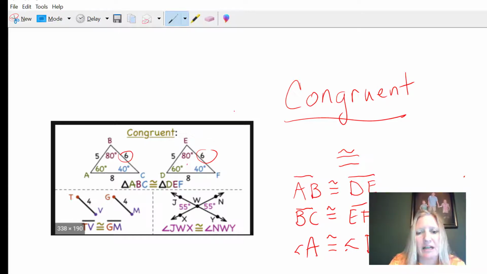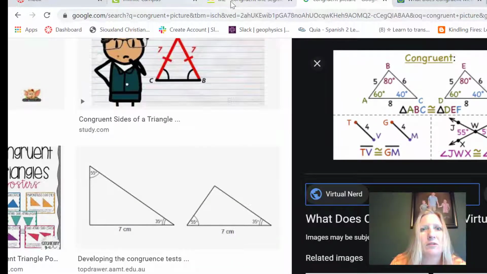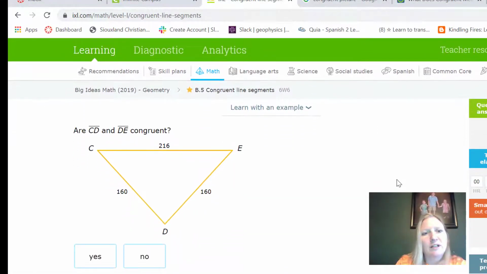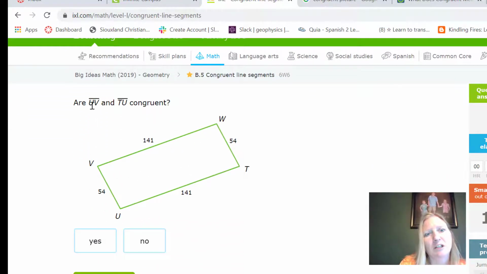So let's look in the IXL that you're going to try and see what we can do on that. So the first one, it says CD, so C to D, and DE, D to E, are they congruent? They are both 160 for their measure, so yes, they are congruent. So the next one, UV, so UV is 54, and then TU is 141, so those are not congruent.